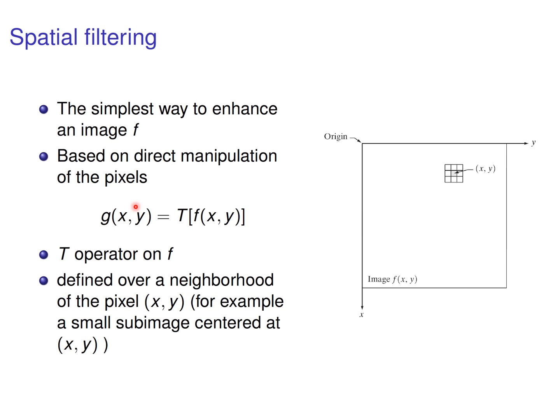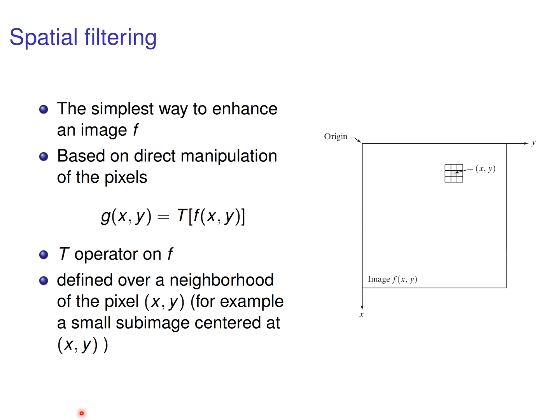And that's the simplest way of doing this. So T operates on f at a specific location, and is defined over a neighborhood of the pixel x, y, for example, a small sub-image centered at x, y, and that's what's going to happen. Usually you can't do an operation on only one pixel, but on that pixel and its neighbors, and you center it on that pixel.